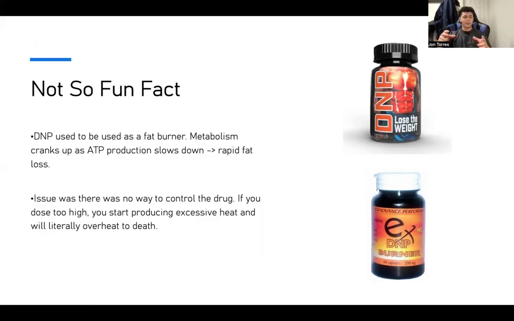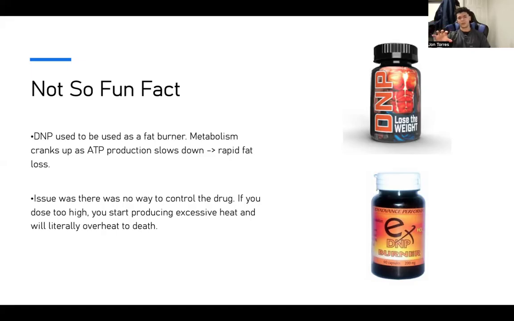However, with this DNP, you don't have a great way to control that fat loss. And also, you can't control the metabolism. So the issue was that there was no way to control the drug. If you were to dose too high, you would just produce more and more heat. And once you got to a certain point, there was no bringing you down. And this would eventually cook you from the inside out effectively. You'd produce excessive heat and you would literally overheat to death. Crazy thing to think about.